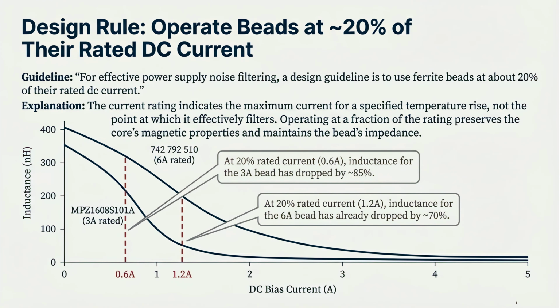A key design rule is to operate beads at about 20% of their rated DC current for effective noise filtering. Operating at a fraction of the rating preserves the core's magnetic properties and maintains the bead's impedance.